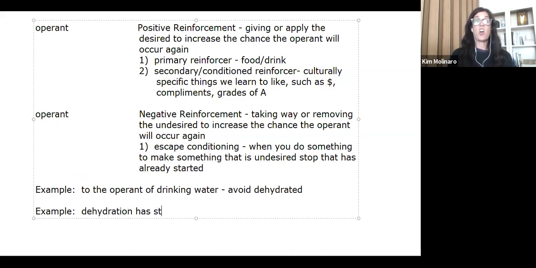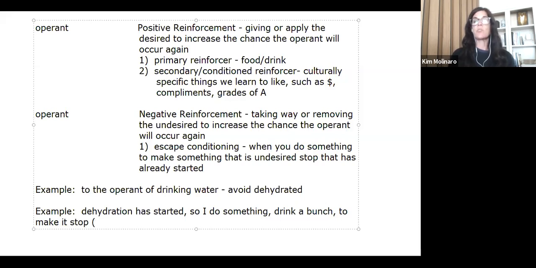Dehydration has started, so I do something like drink a bunch to make it stop. In other words, to escape it. That is negative reinforcement, escape conditioning. Because the dehydration started and I did something to make it stop, maybe I drank electrolytes or something like that to make it stop, the undesired started, and then I did something. When you do something to make the undesired stop, it's negative reinforcement, escape conditioning.